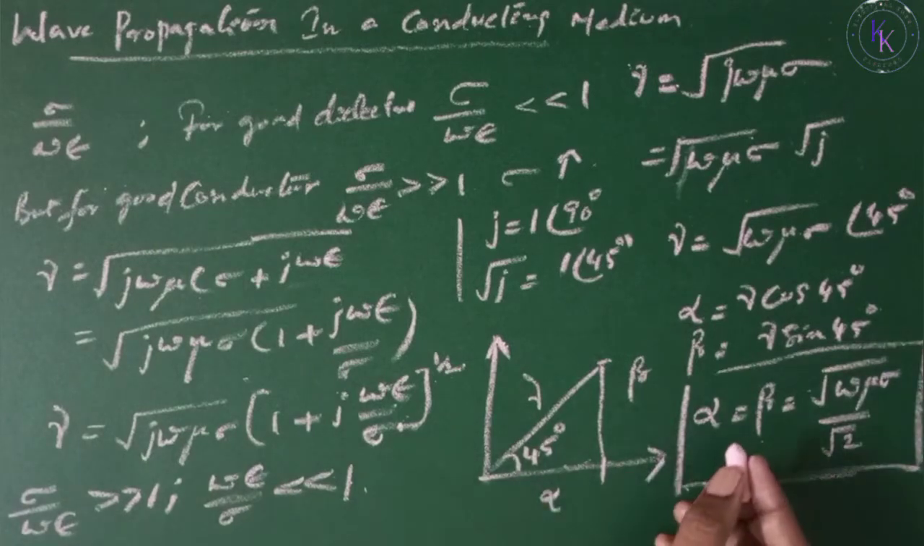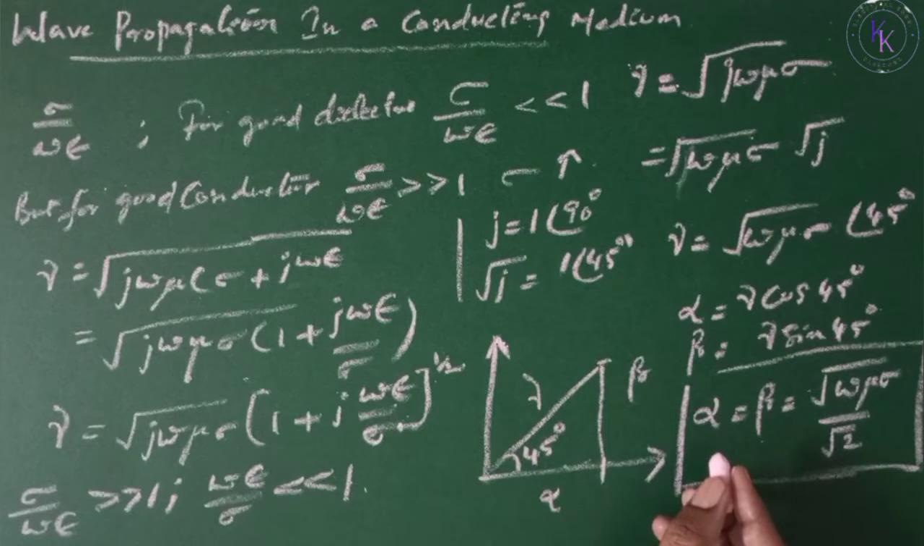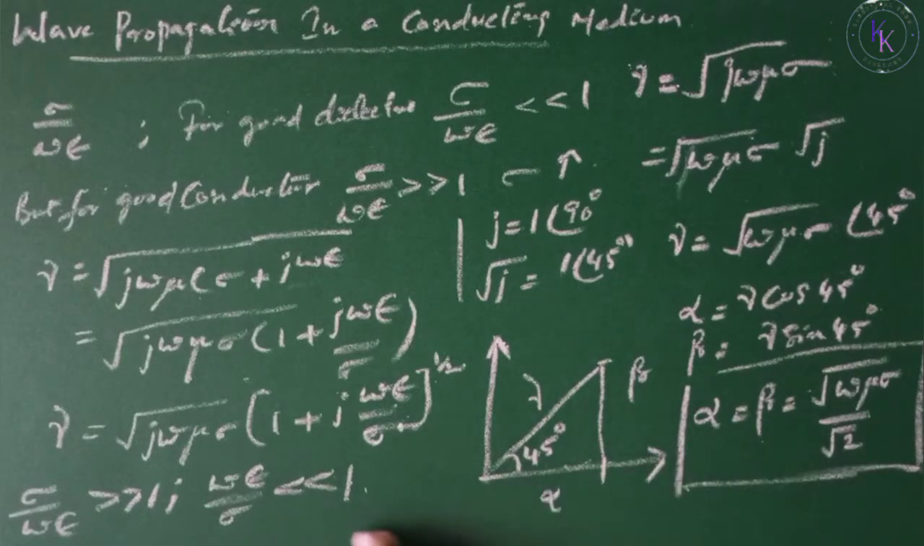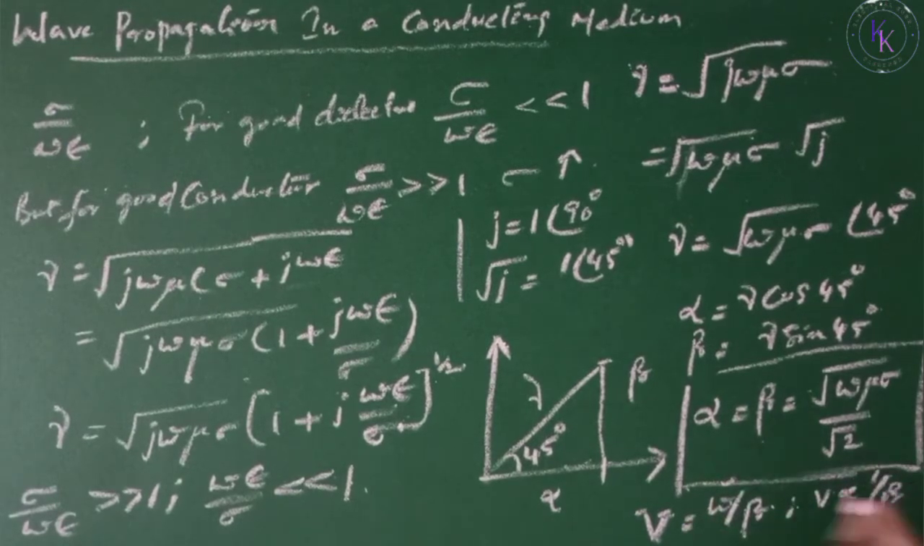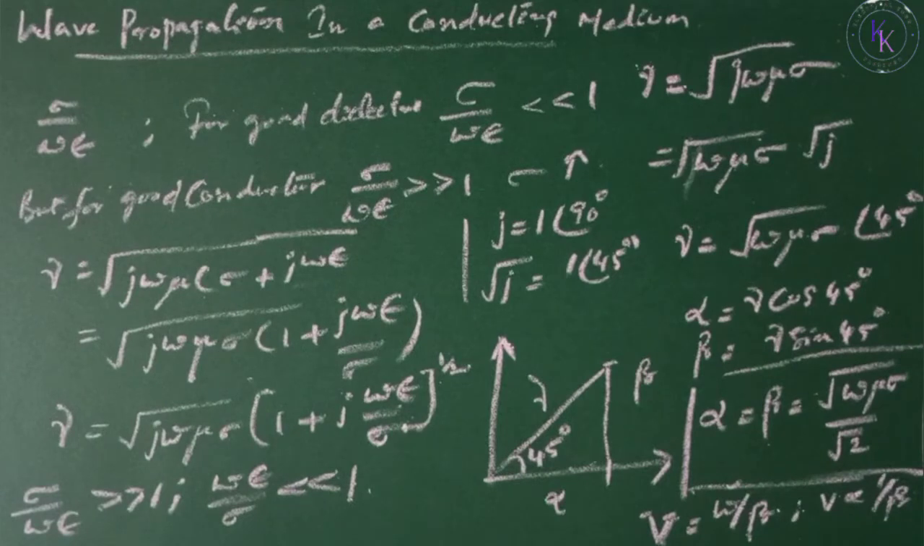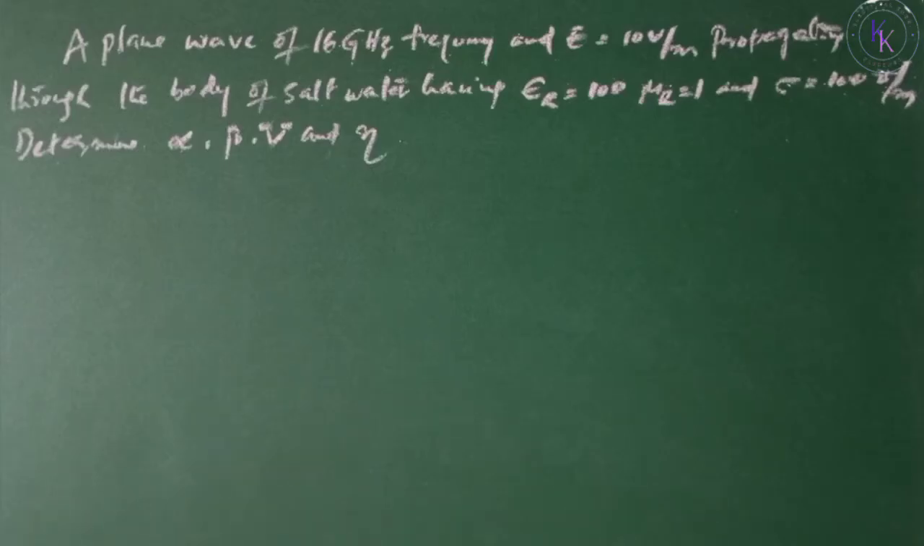Since alpha is quite high for a good conducting medium, attenuation is large and the amplitude of the wave decreases. Now, the velocity of propagation v equals omega by beta, and where omega is fixed, v is proportional to 1 by beta, and beta is quite large. It is evident that in a good conductor, velocity decreases. Let us solve one more problem.